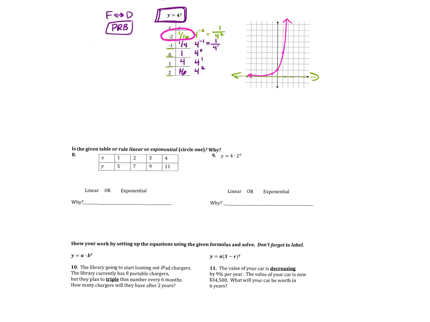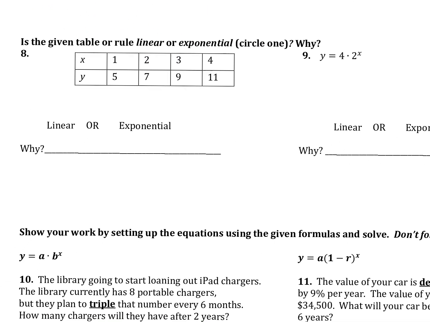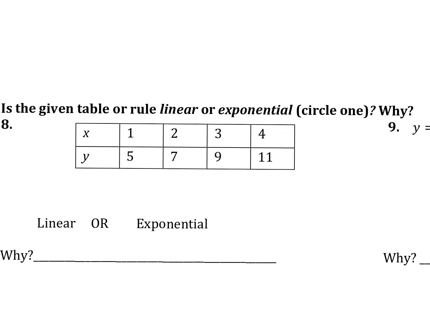Okay, if you're not working with me right now, you might want to pay attention to this because I want you to see it both ways. Numbers 8 and 9, you're trying to determine linear or exponential. What does a linear graph look like? A straight line. What does an exponential graph look like? That sharp curve, right? All of a sudden it takes off one way or the other, or shoots down. Do you remember in a table how we could tell?